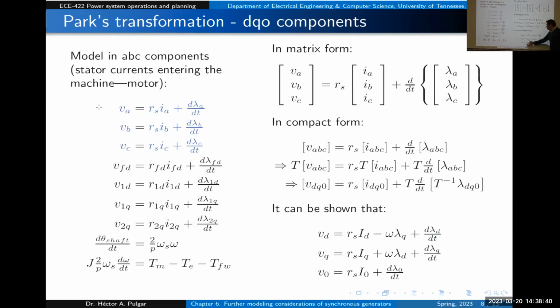Okay? What do you see here? Something beautiful. What is that? This part doesn't change. It's voltage at the terminal in DQ0 and the voltage drop in the resistance using the current DQ and 0. But here we have this set of equations for this part of our transformation.